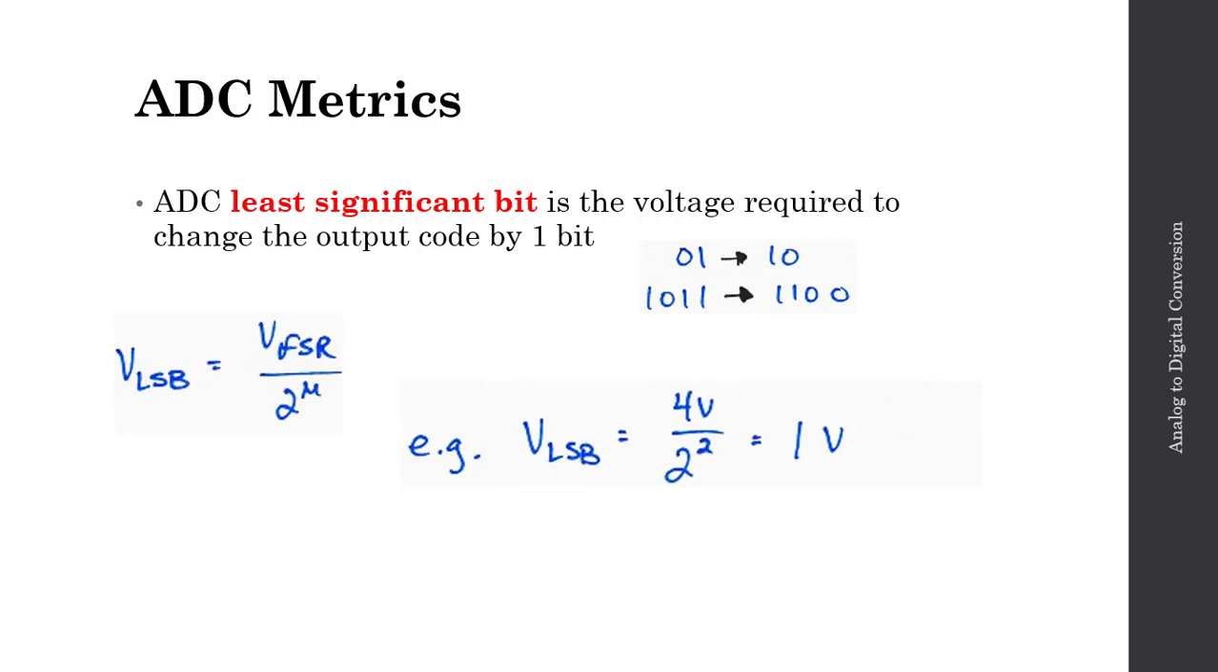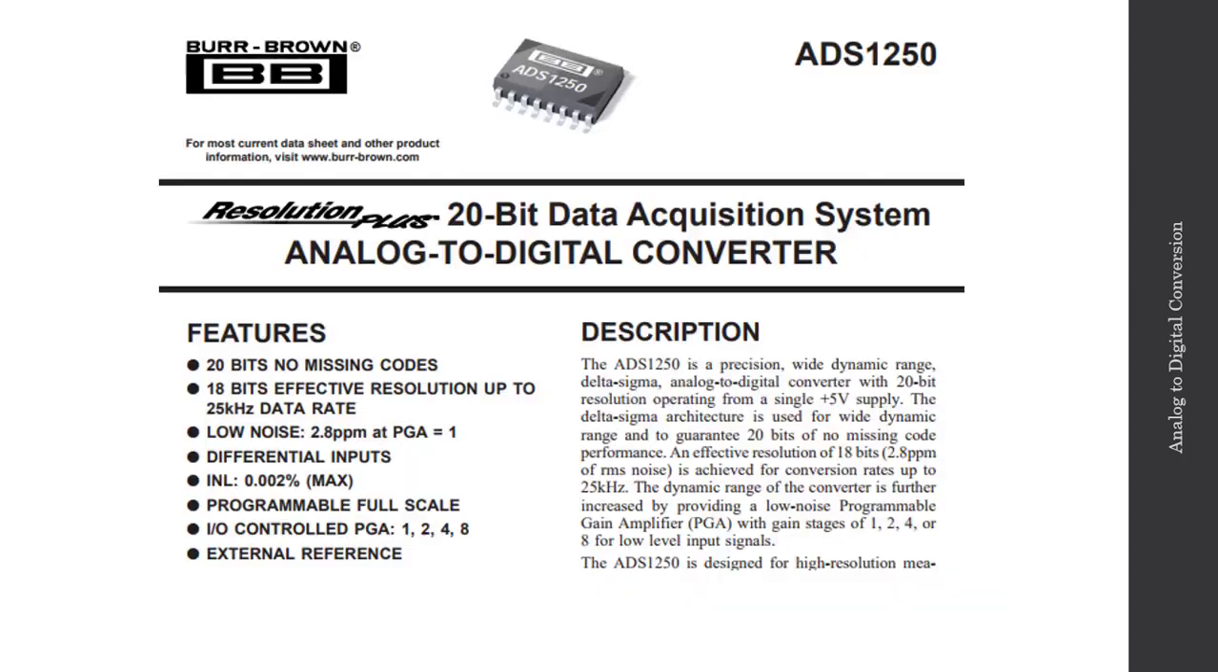If I had a more capable ADC, say a 12-bit analog to digital converter, for the same full-scale range input of 4 volts, I'm looking at a least significant bit voltage of about 1 millivolt. So for this 12-bit ADC, if I increase the voltage at the input to my converter by about 1 millivolt, my output code will go up by 1 bit.